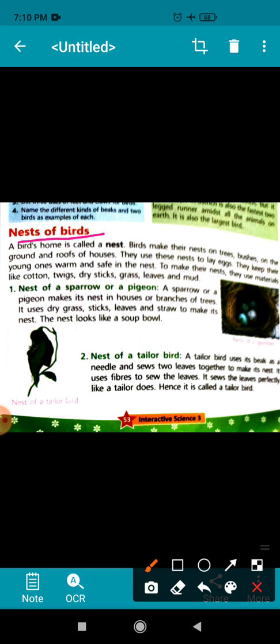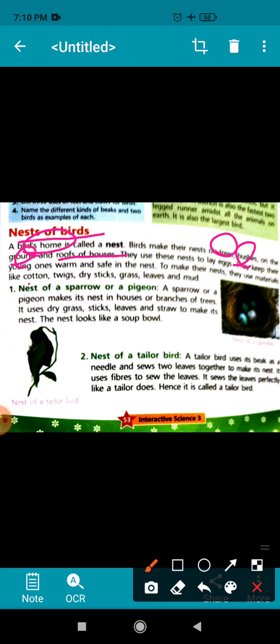Children, a nest is a bird's home, and birds make their nests on trees, bushes, on the ground or on the roofs of houses. Children, they make their nests to lay eggs and to protect themselves and their eggs from bad weather conditions and enemies.